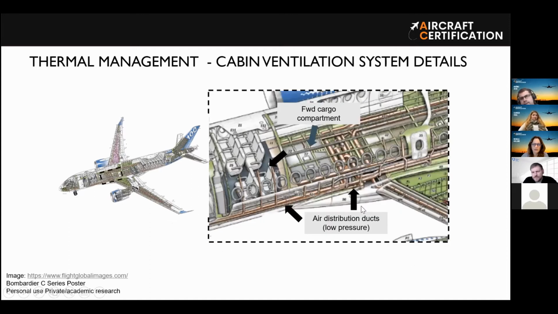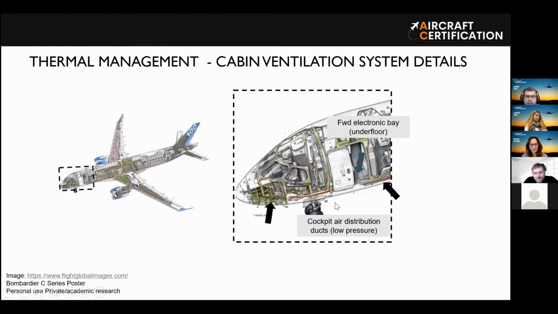Then we can see there are many ducts around the cabin, and the air will circulate through those ducts, and then it will be moved upwards to flow into the cabin through the upper side. After that it will go to the underfloor region and circulate through the cargo compartment, for example. It's similar in the cockpit.